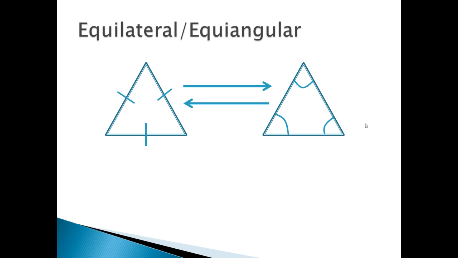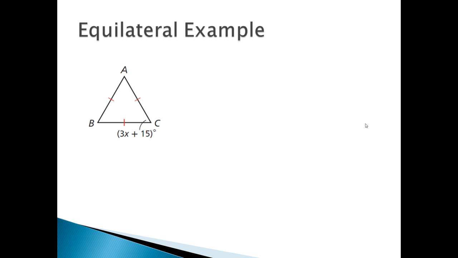So let's do an example with these equilateral, equiangular triangle things. Here's a triangle. We know it's equilateral because we've got 3 tick marks, AB, AC, BC. All of them got those little red tick marks on my picture there. I see that I have angle C labeled as 3x plus 15. Well, it's an equilateral triangle. We know all the angles are the same. They're all 60. That sounds like a pretty simple equation to set up. I know 3x plus 15 is going to give me 60.